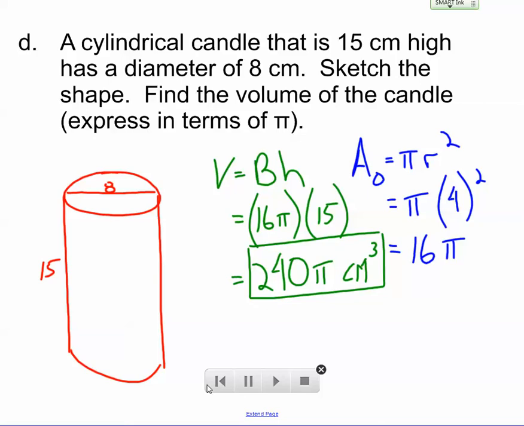Now, if we want to know what it is to the nearest cubic centimeter, we could just multiply 240 times 3.14, and we'd have the answer. But they wanted us to leave this in terms of pi, so we'll call it 240 pi. Pi is an irrational number, so the only way to leave our answer perfect without rounding it is to leave that pi symbol in there. I know it's a little bit new and confusing for you, but we've done it before, but it's been a while. It's a good chance for us to reintroduce that.